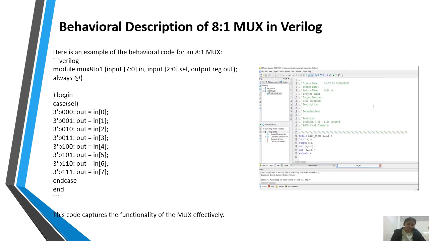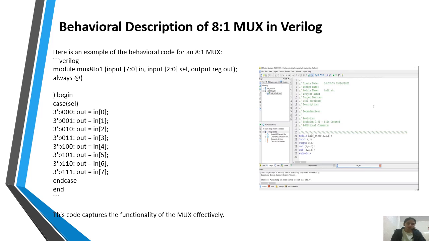Let's go for the case statement. This conditional block selects the output based on the value of the 3-bit select lines. When the select line is 0, 0, 0, the output will be 0. When the select lines is 0, 0, 1, the output will be 1. When the select lines is 0, 1, 0, the output will be 2. When the select lines is 0, 1, 1, the output will be 3. Like this, it continues.